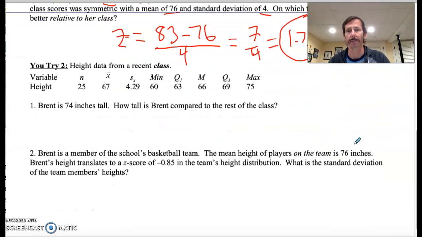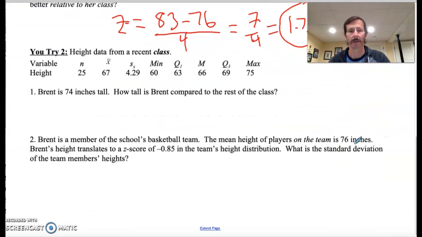All right, you have something similar to try right here. This is heights. Again, I know that this notation is kind of the sample notation instead of population, but this is your mean and this is your standard deviation. So use that as your mu. We'll pretend like that's mu for now, and we'll pretend like that's sigma. And we've got Brent, and give this thing a pause and see what you get.